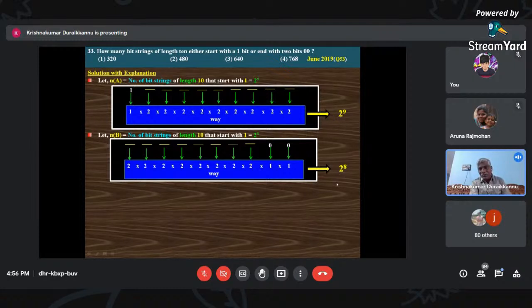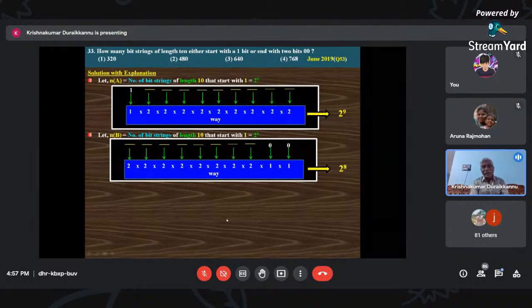Start with 1, end with 2. Suppose some string can start with 1 and end with 00. That could be subtracted, excluded from the list. That is inclusion-exclusion. So this string starts with 1, this string ends with 00, but some strings can start with 1 and end with 00, because they said either start with 1 bit or end with 2 bits. So any string that starts with 1 and ends with 00 is counted twice, excluding that, so that it is inclusive.